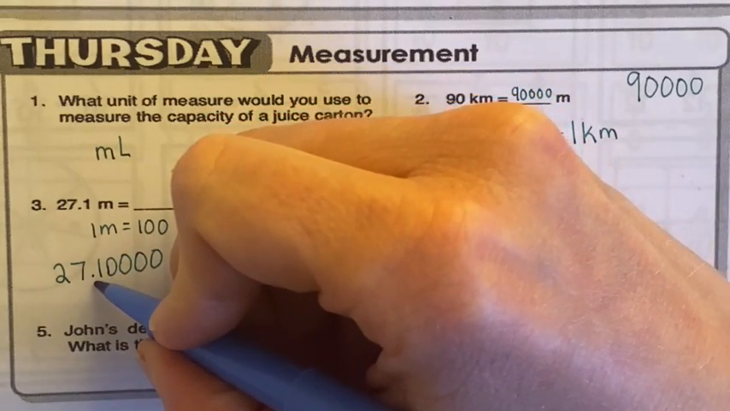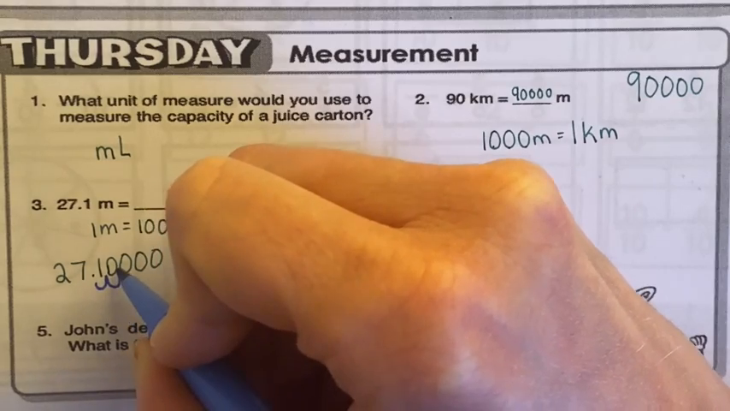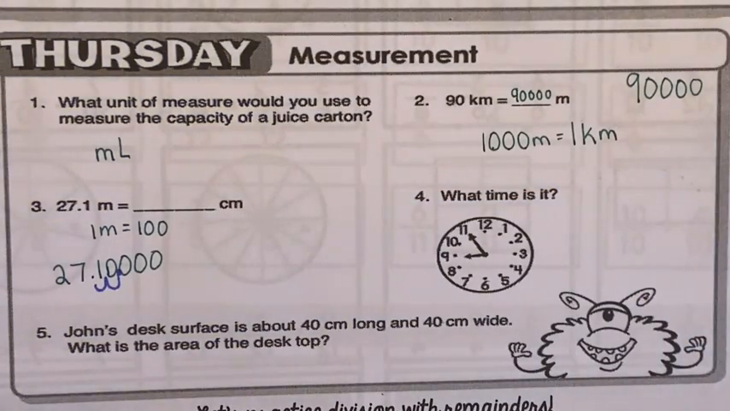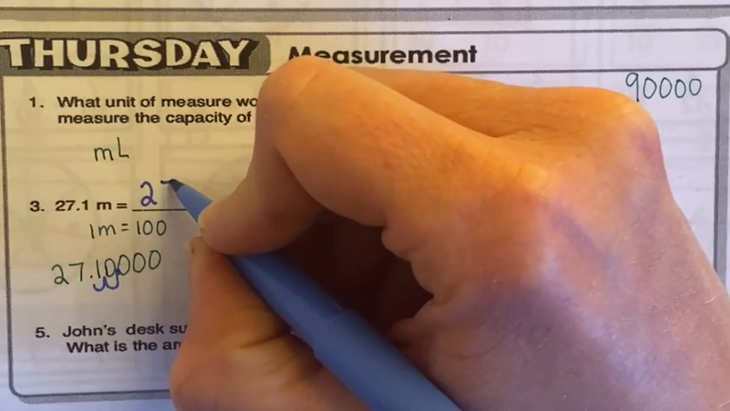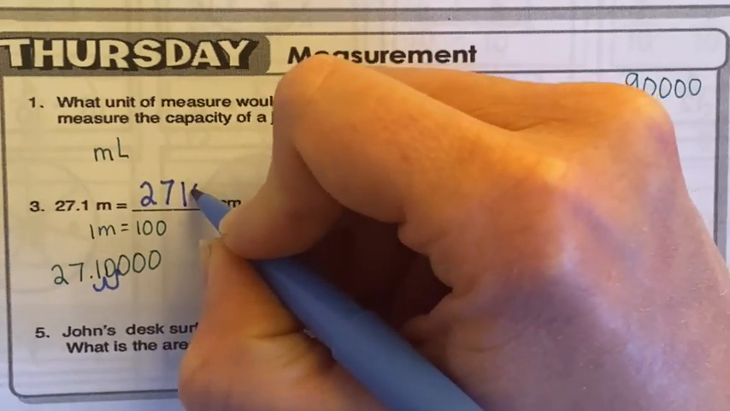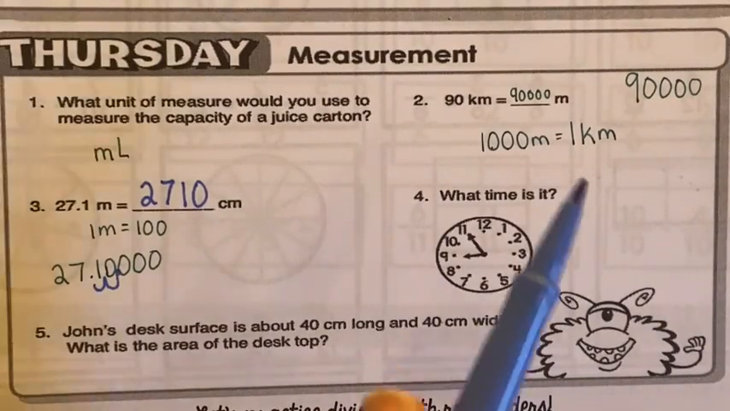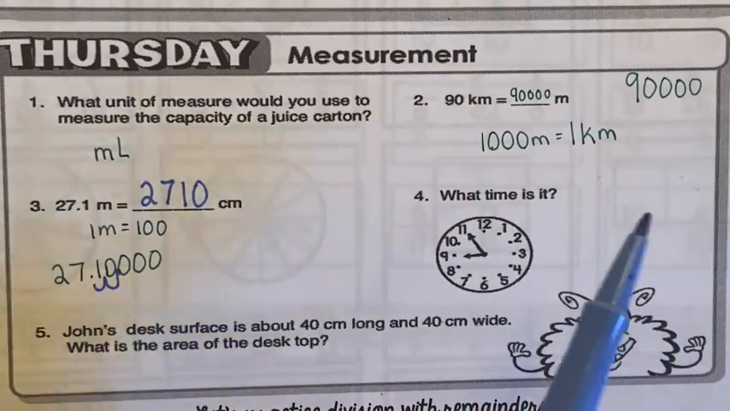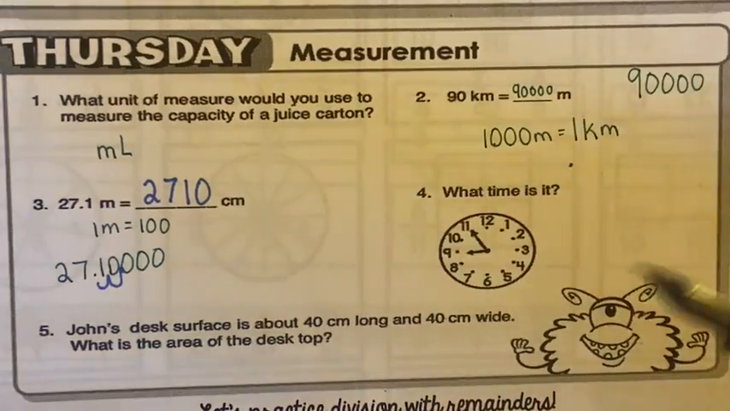What we're going to do is move the decimal point 2 places, because it's 100. So I go 1, 2. So it's 2,710 centimeters. And centimeters literally means 100th of a meter. Kilometer means 1,000 meters. Kilo is 1,000. Centi is 100. I don't know if that helps you understand it, but it's good information to have in the back of your mind.